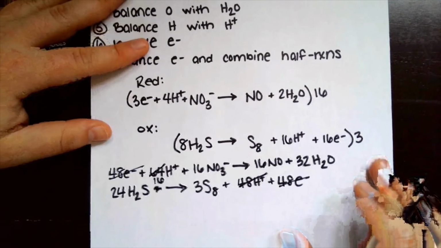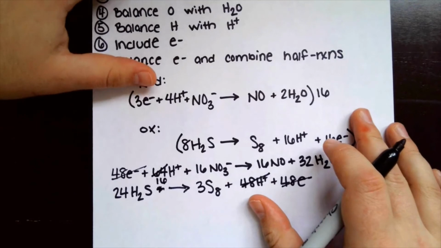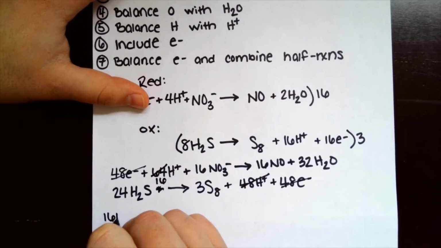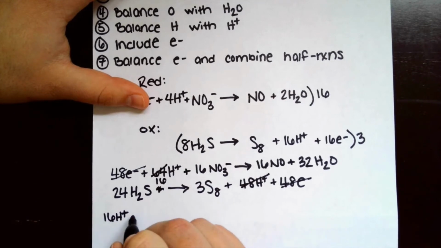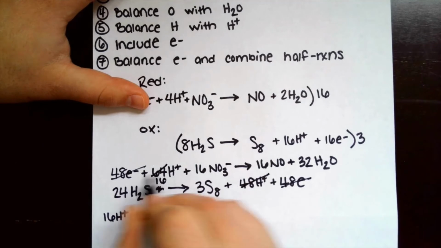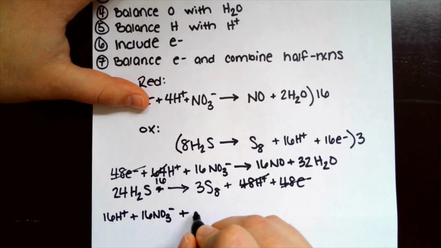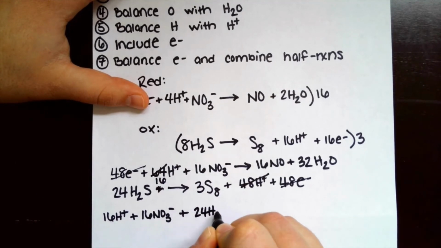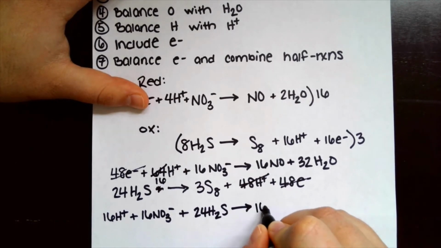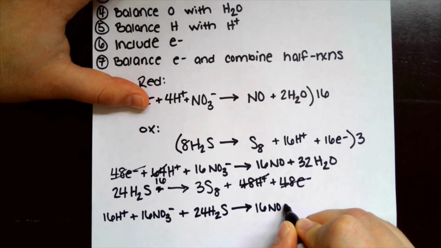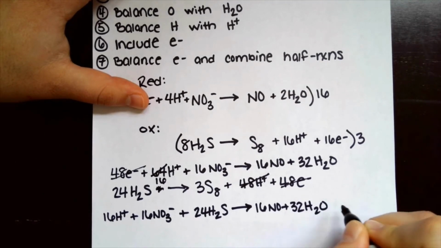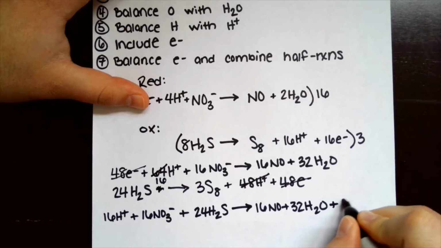So now let's just rewrite what we have. So we have here 16 H+, 16 NO3 minus, keep going down to here, plus 24 H2S yields 16 NO plus 32 H2O plus 3 S8.